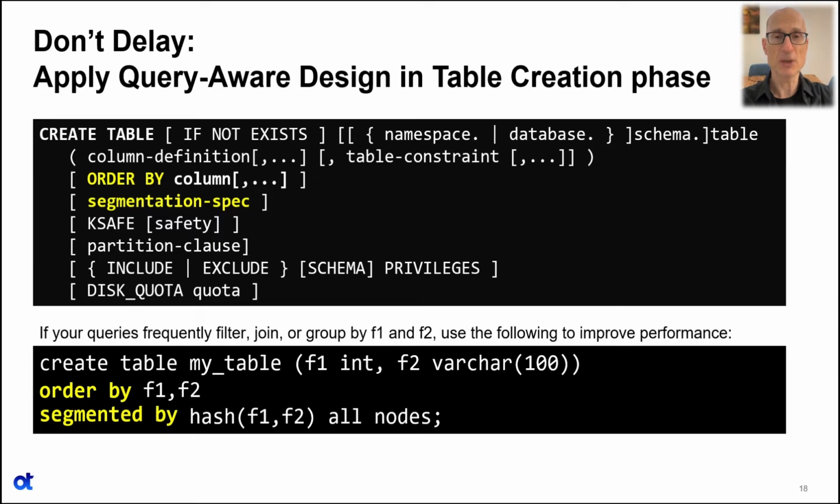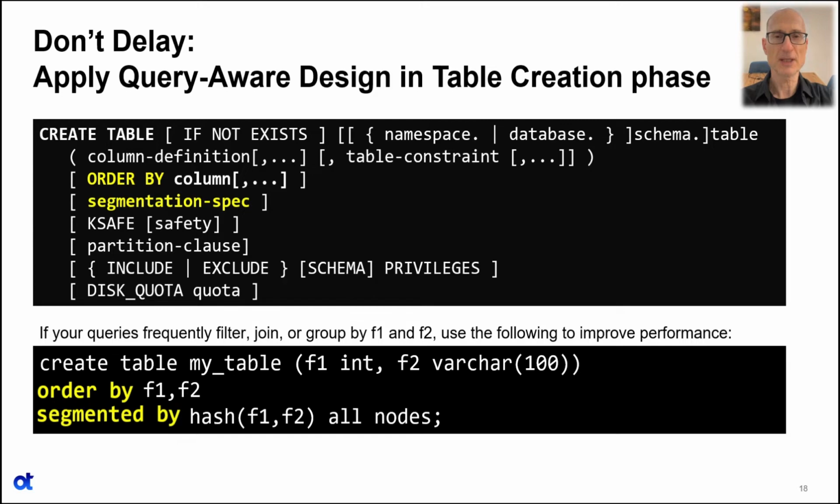Yes, apply query-aware design early. Don't wait until the projection creation phase to optimize performance. How? When creating a table in Vertica, based on expected queries, specify the most commonly filtered columns in the ORDER BY clause. This helps Vertica sort the automatically created super projection, efficiently improving query performance. If you omit ORDER BY, Vertica uses a default sort order which may not suit future query needs.